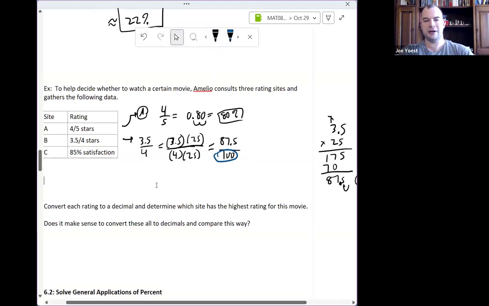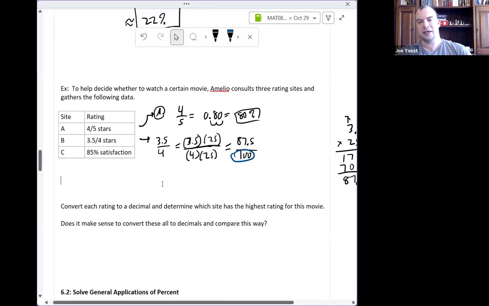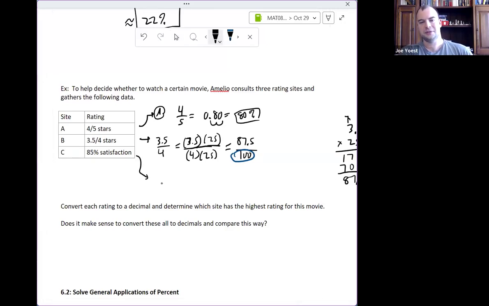Does this make sense? 3.5 out of 4, is that the same as 87.5 out of 100? Yeah, that seems pretty reasonable, right? 3.5 out of 4 is less than 1. It's not 4 out of 4, but it's most of the way to 1, pretty close to 4 out of 4. And 87.5 out of 100 is less than 1. It's less than 100 out of 100, but it's pretty close. So it passes the gut feeling check. It seems like a reasonable answer. And 87.5 out of 100 is 87.5%.